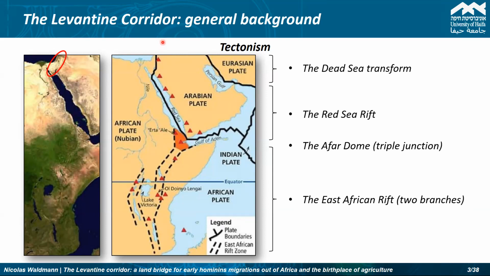I didn't put it in the map, sorry for that, but it continues until Turkey, where the Dead Sea Transform collides and joins with the Eastern Anatolian Fault, which runs east-west in southern Turkey, another triple junction of sorts. So we are part of a very long tectonic framework.